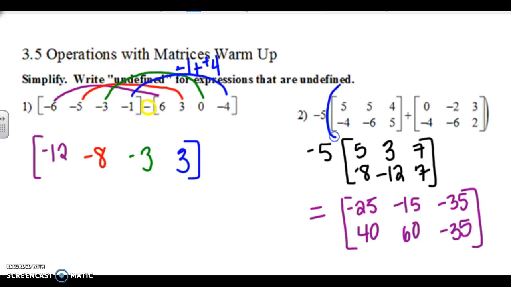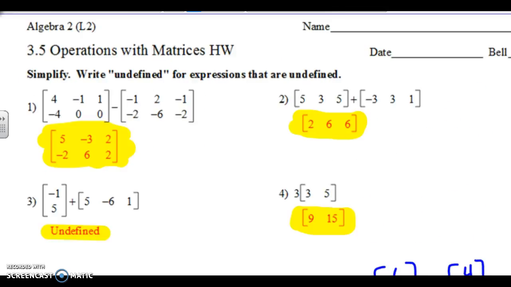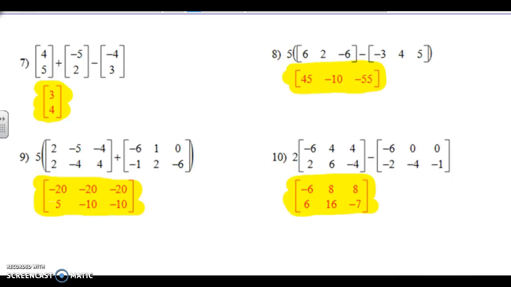On the second one, you can see that I went ahead and did the parentheses that are contained right here, doing the addition part of it, and that gives me that first 5, 3, 7, -8, -12, 7 answer, and then I have to distribute that -5 or do the scalar multiplication on that part of it. Okay, so this was your answers to your homework, which you should have turned in.